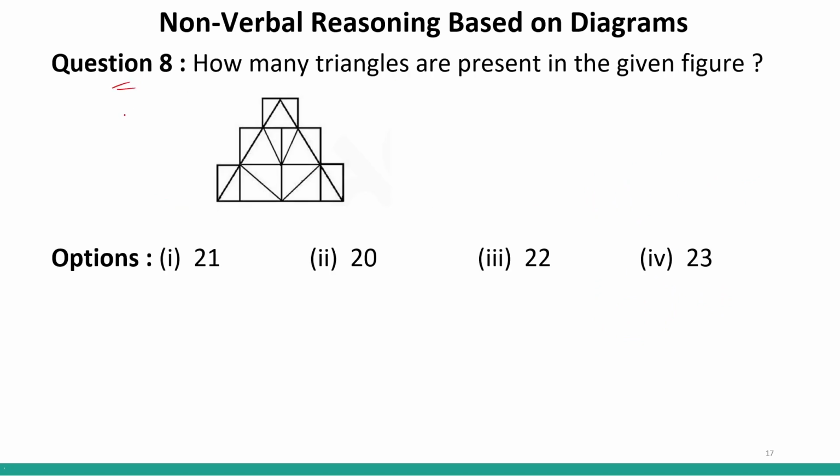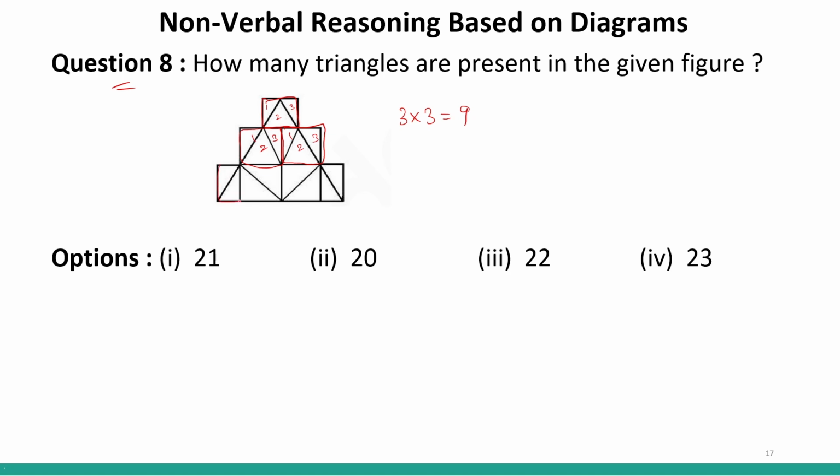8. How many triangles are present in the given figure? Okay. So let us look at this image. Over this image, I can see if I take this square, how many triangles are formed in this square? 1, 2 and 3. 3 triangles are formed in this square. Similarly, this square and this square also have the same number of triangles. So 3 into 3 gave me 9. Okay. Now over here, this was 1, 2, 3 and this was 1, 2, 3.